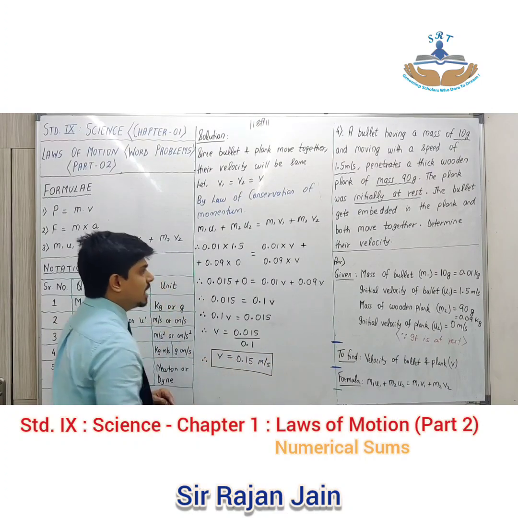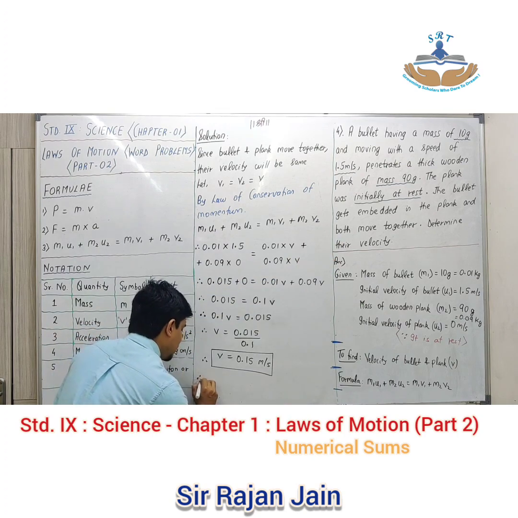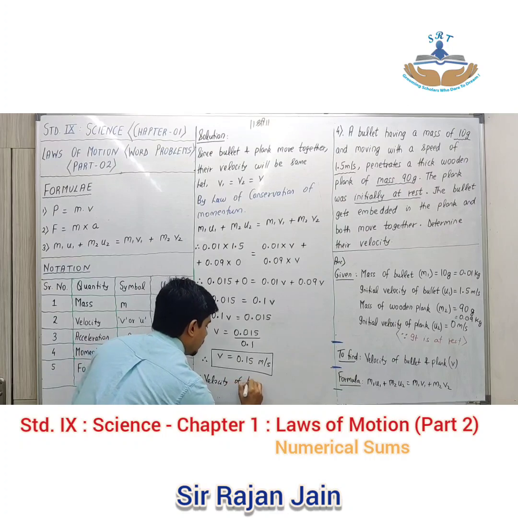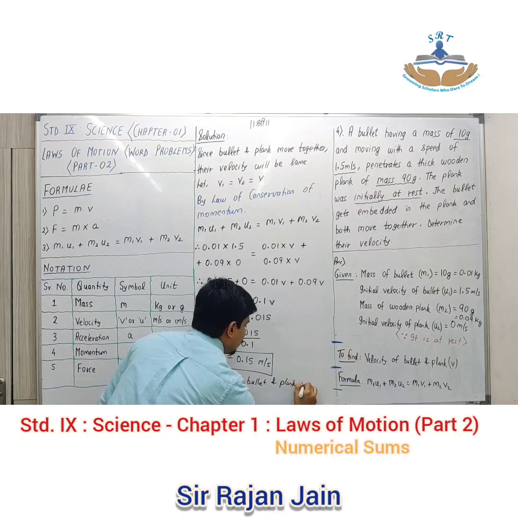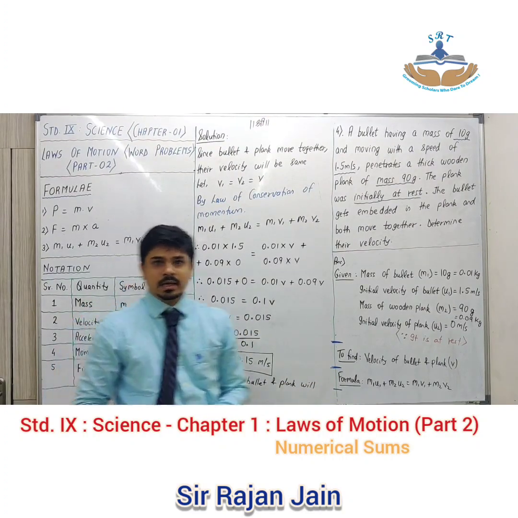Okay, and the final answer I write in statement form. Determine their velocity is what was asked. Therefore, velocity of bullet and plank will be 0.15 meter per second. Clear with this?